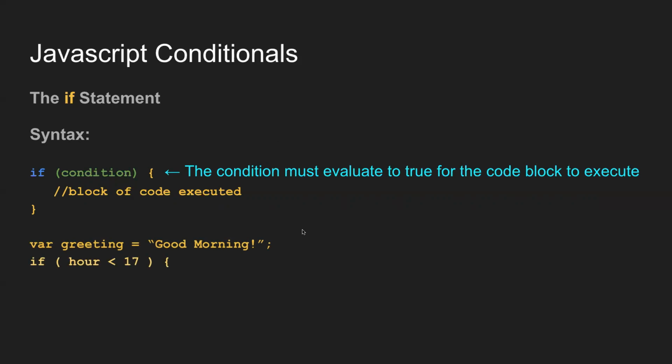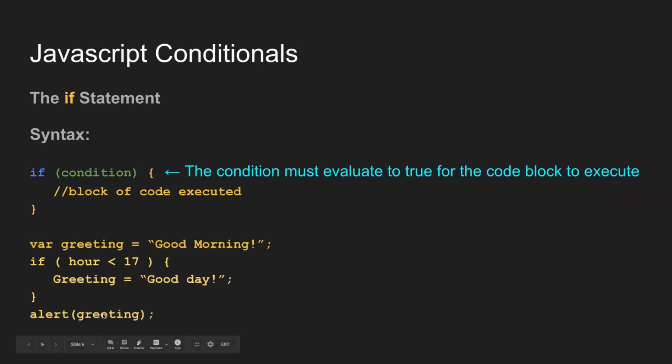So consider the following code below. I have a variable I have typed out called greeting that equals good morning. If the hour of the day, the current time of the day, is less than 17, the greeting will be good day. And then I'm spitting that information out to an alert and giving the greeting, right? So it's very basic code.